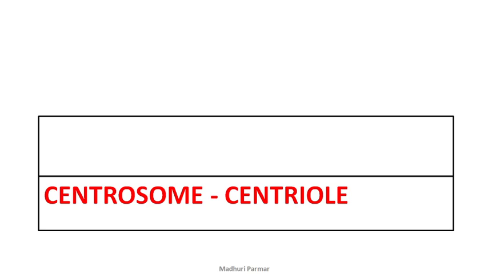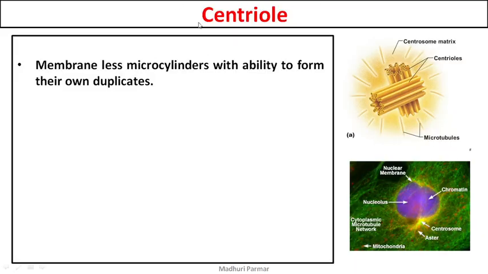Now let us move on to the next organelle, which is centrosome and centriole. Centriole is a membraneless microcylinder. It does not have a membrane. So if there is a question on which organelles do not have a membrane, the answer will be centriole and ribosomes. Centrioles are small cylinder-like structures with the ability to form their own duplicates. They can replicate on their own.